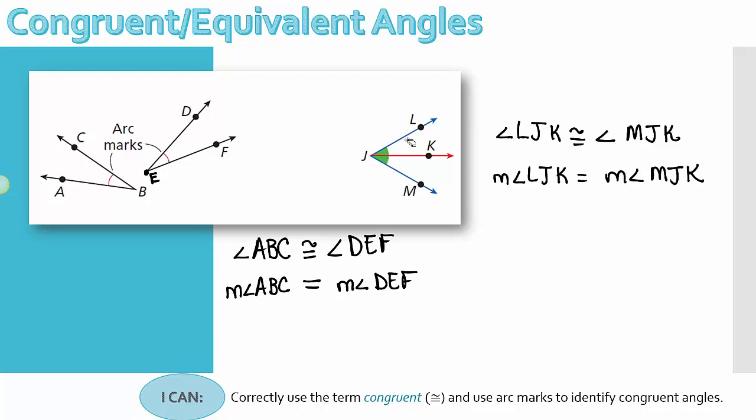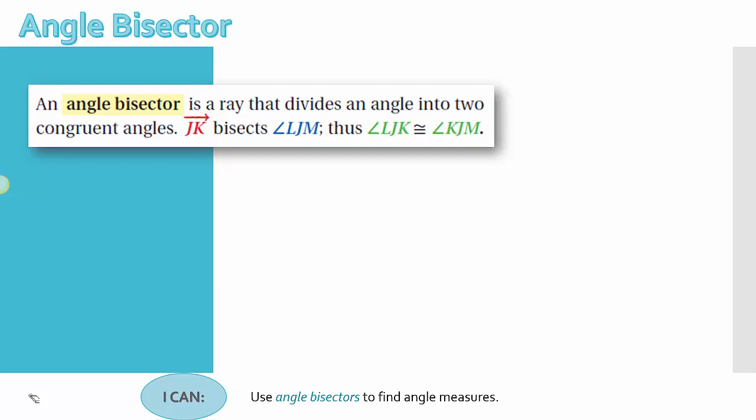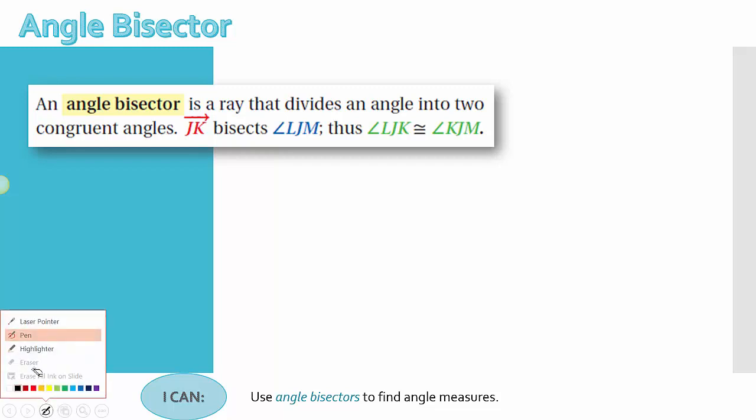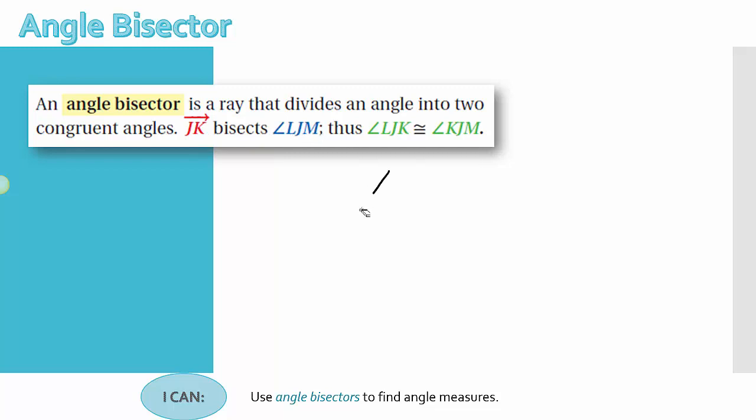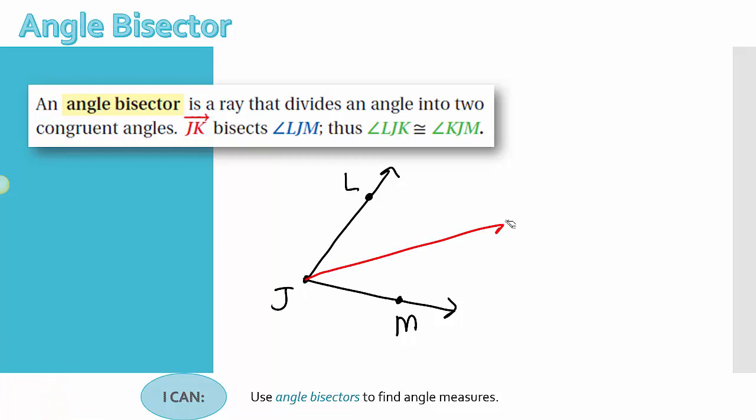Now, we have a special term for this whenever a ray divides an angle into two congruent angles. That's called an angle bisector. An angle bisector is a ray that divides an angle into two congruent angles. So if I were told, for example, that JK bisects angle LJM, first I'm going to draw angle LJM. Got my angle. Now, JK is a ray that bisects angle LJM, which means it divides it into two congruent angles.